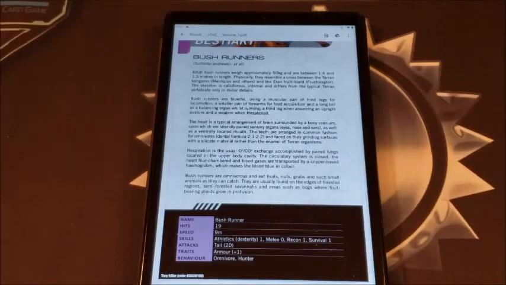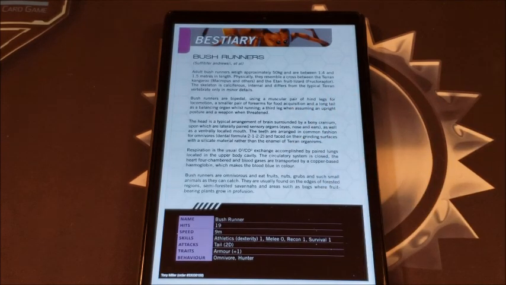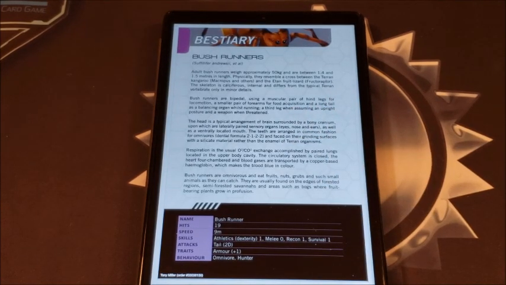Today, from Traveller, the old bestiary section in JTAS, the Bushrunner. All right, the Bushrunner. And why should I care about this guy? Well, it's a neat little beastie. An adult Bushrunner weighs approximately 50 kilograms and is between 1.4 and 1.5 meters in length. It does not say if that includes the tail.